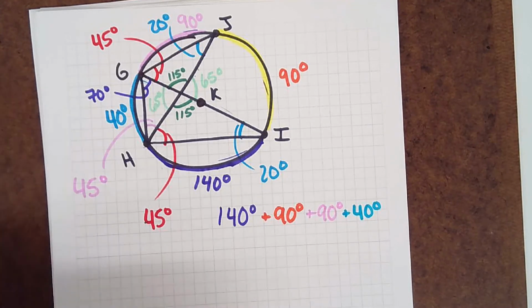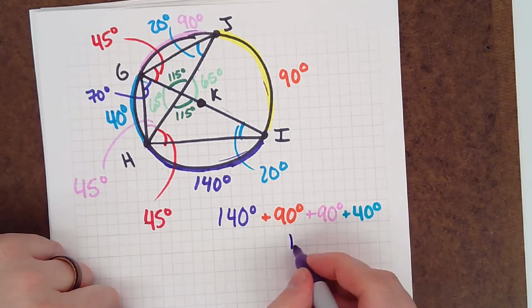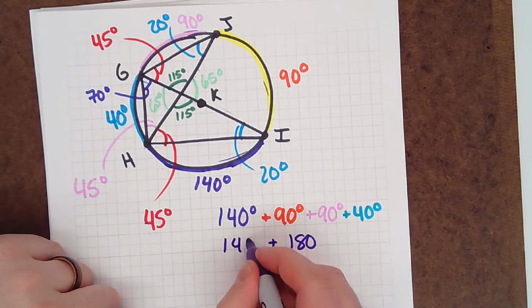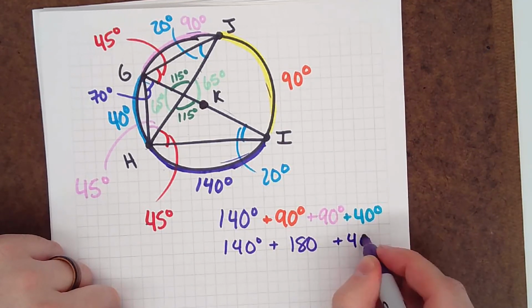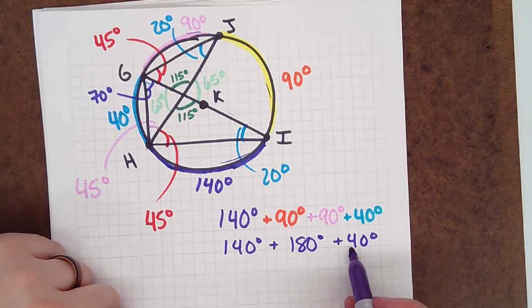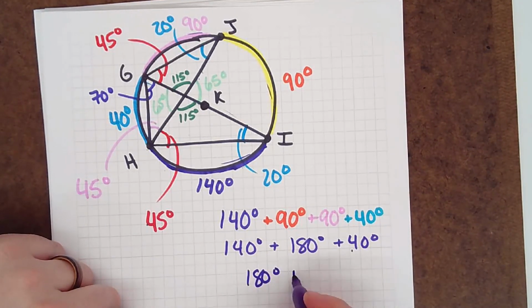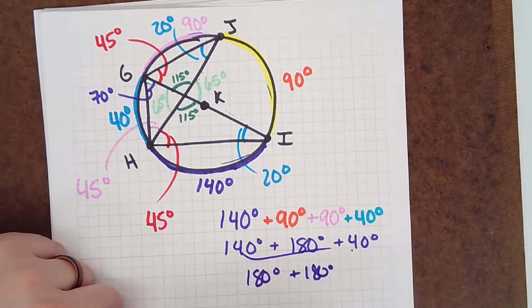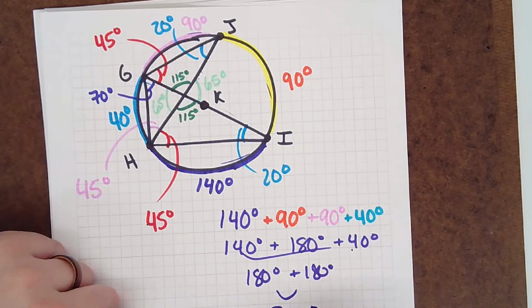All right, so we have 90 and 90 adding together. That's going to make 180. And we've got 140 over here and 40. Again, the easiest way to add these, I think, is to make these 180. So we have 180 plus 180 from these two adding together. And of course, this is going to make 360. So we should have done our work right.